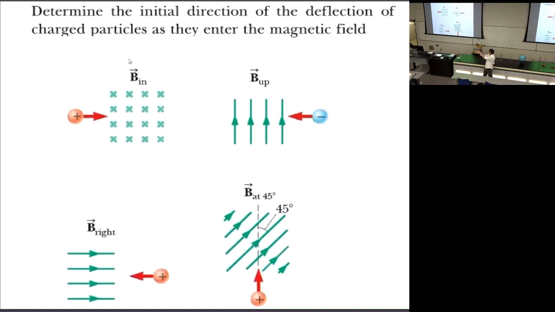And then my thumb would point in the direction of the force on a positively charged particle. So if it was a positively charged particle, it would be forced in towards the screen. But it's not a positively charged particle, it's a negatively charged particle, and so it's the opposite direction. So that negatively charged particle is being pushed out of the screen.